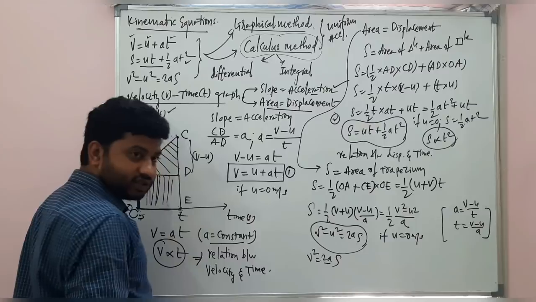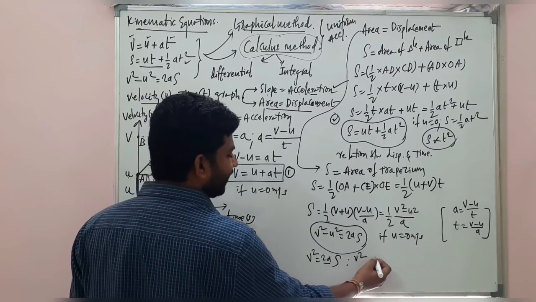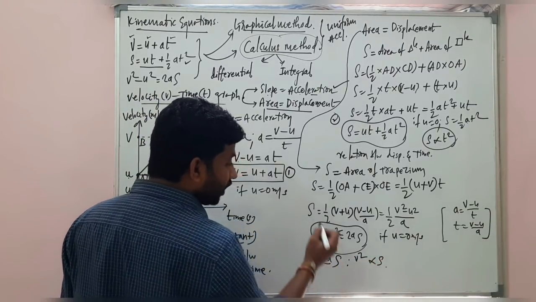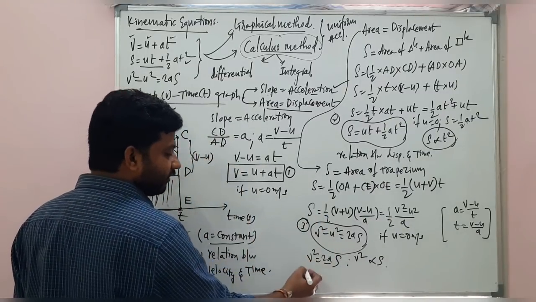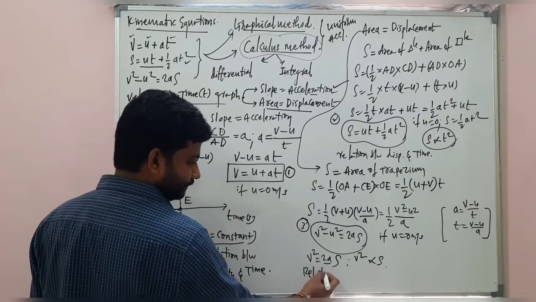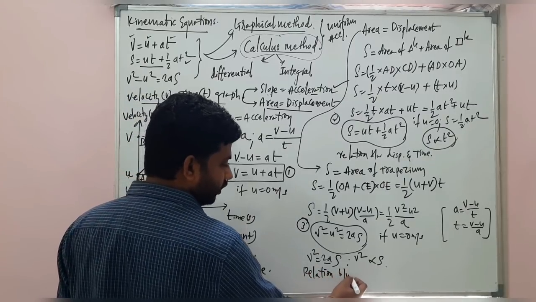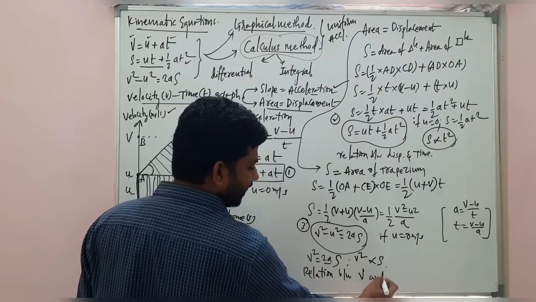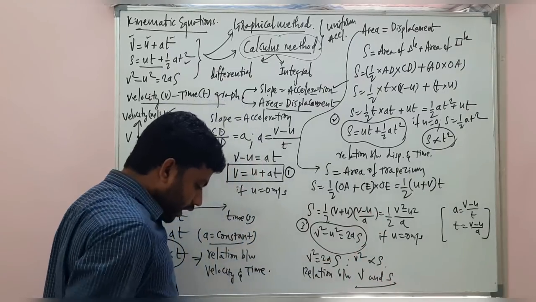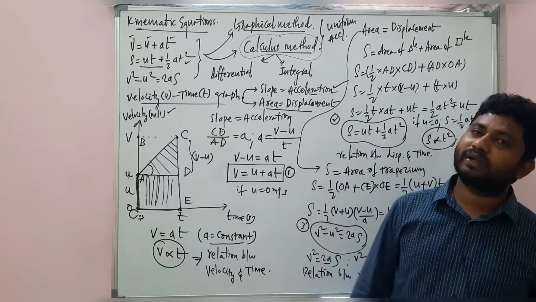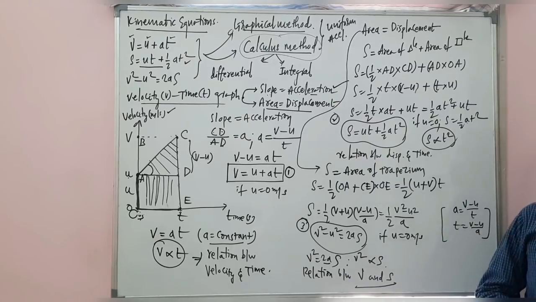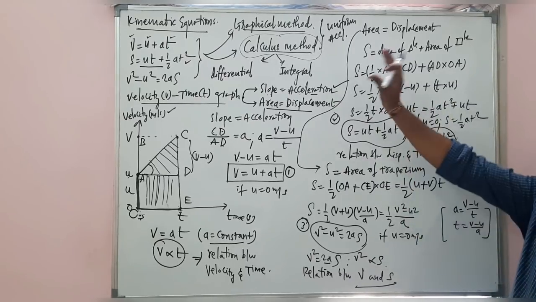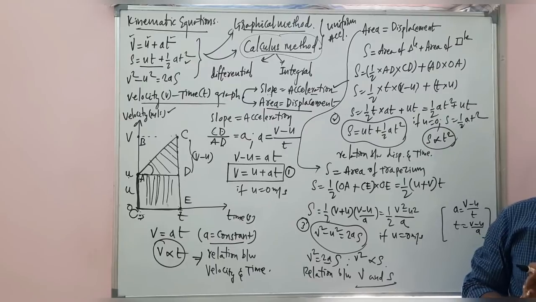Anyway, 2A is constant, so V square is directly proportional to S. So this is the third equation of motion, giving you the relation between V and S. Alright, my dear students. Clear? I hope you understand these three kinematic equations and their derivation by using the graphical method. Okay?